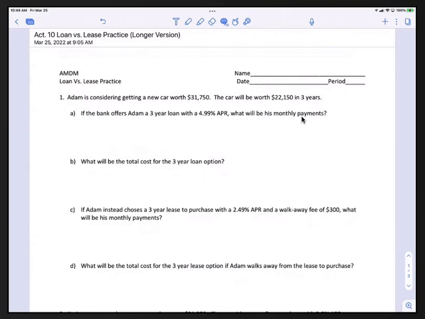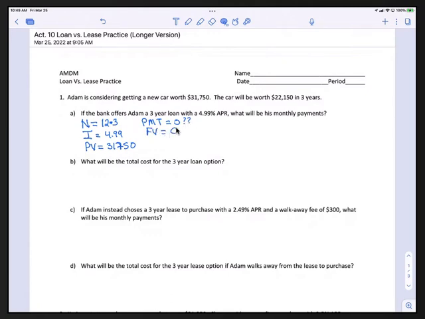So let's write down everything that we need. We need N. N is 12 months times 3 years. The interest rate is 4.99. The present value is the price of the car. That's $31,750. And make sure you put that in as positive this time, because this is not money coming from your pocket. So this is positive. Your payment is going to be 0 with a question mark. This is what you're solving for later.